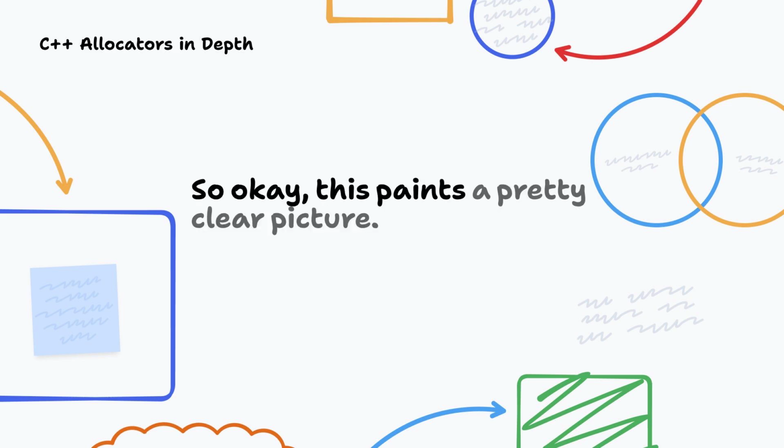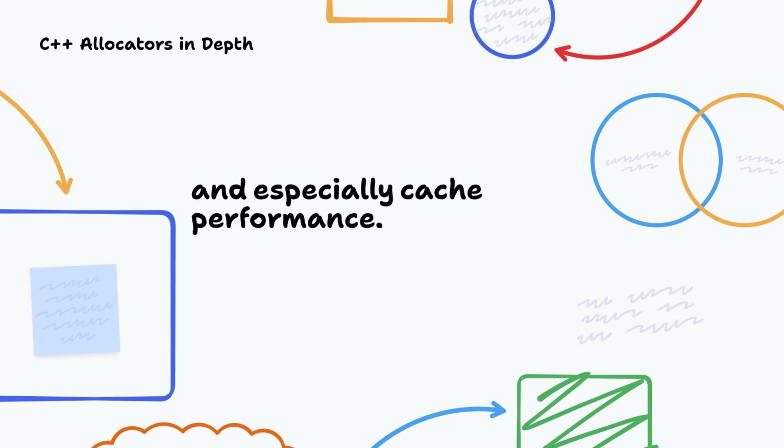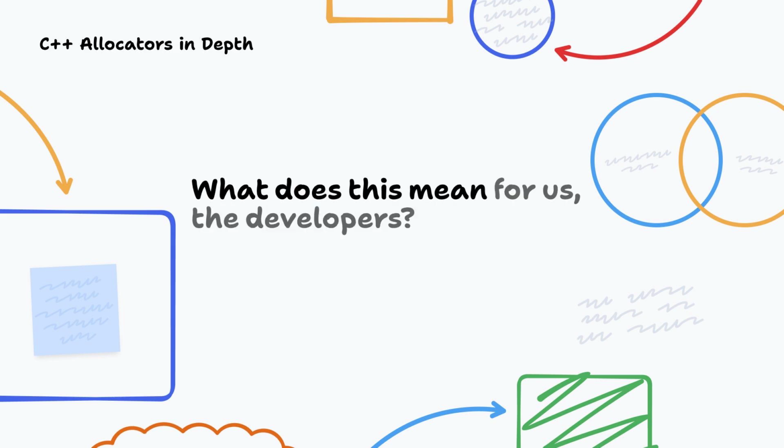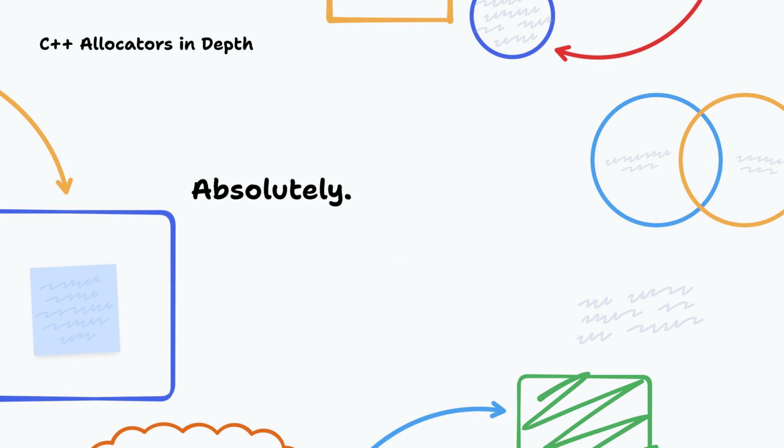So, okay, this paints a pretty clear picture. The default way is convenient, but it can cost us dearly in system calls, fragmentation, and especially cache performance. What does this mean for us, the developers? It sounds like we need to take control back from the default allocator. Absolutely. That's the key takeaway. We need to take control.